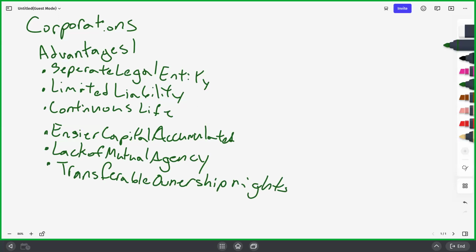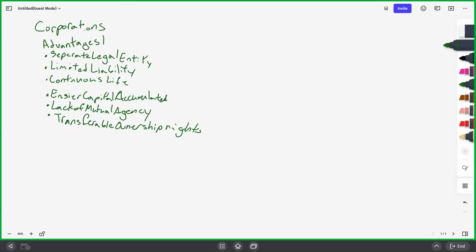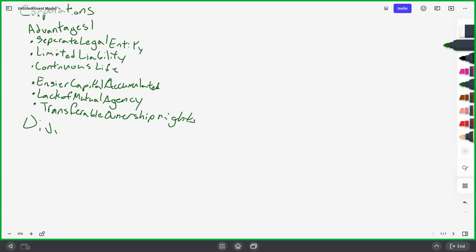All right, so what are going to be some disadvantages? Double taxation, otherwise known as corporate taxation. Corporations pay additional taxes that other types of entities may not have to pay. Being a separate taxable entity can lead to double taxation.